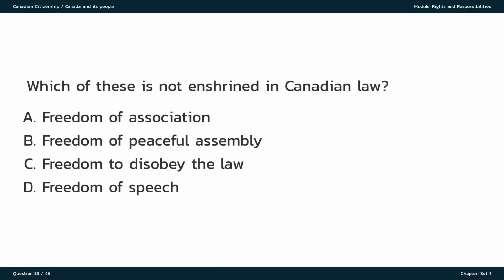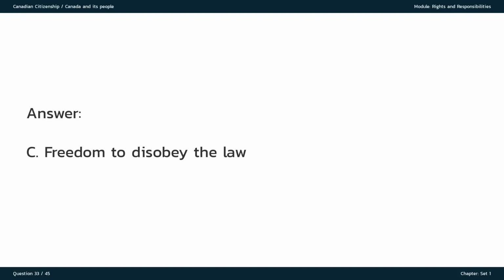Which of these is not enshrined in Canadian law? A. Freedom of association. B. Freedom of peaceful assembly. C. Freedom to disobey the law. D. Freedom of speech. The answer is C. Freedom to disobey the law.